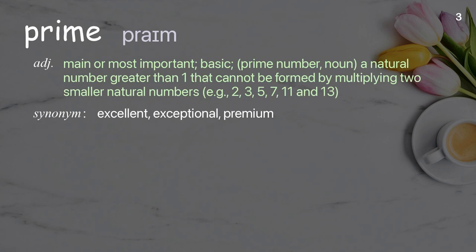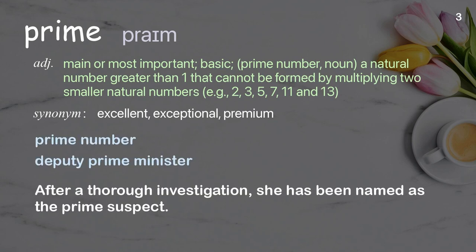Prime. Main or most important, basic. Prime number, noun, a natural number greater than one that cannot be formed by multiplying two smaller natural numbers. Example, 2, 3, 5, 7, 11, and 13. Examples. Prime number. Deputy Prime Minister. After a thorough investigation, she has been named as the prime suspect.